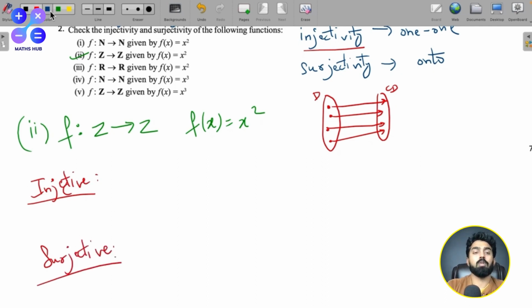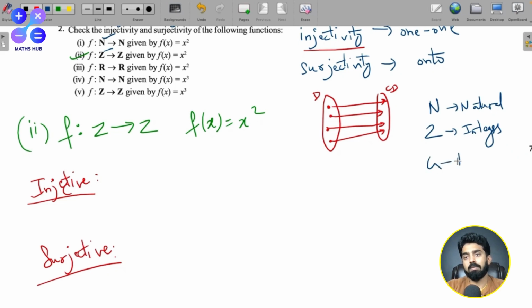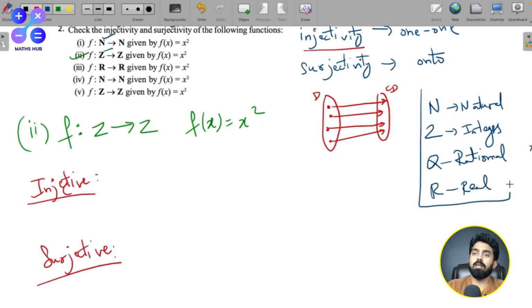So to prove it's injective, what do we do? And by the way, N is the set of natural numbers, Z is the set of integers, Q is rational, R is real. You need to know this or else you might make mistakes sometimes.